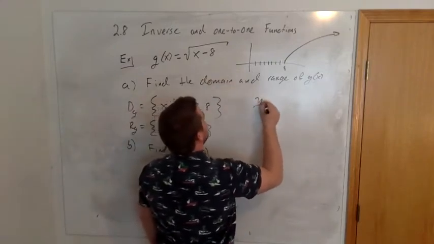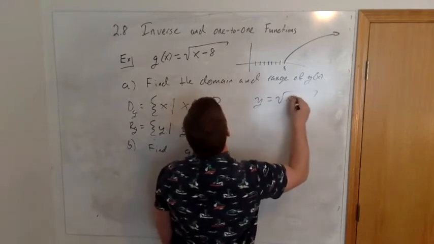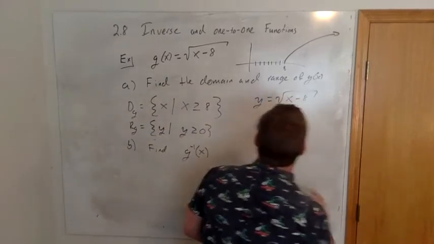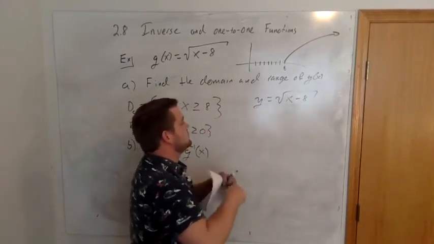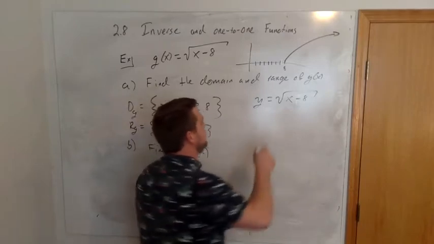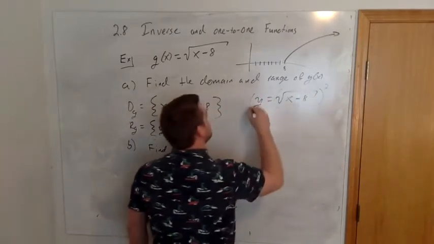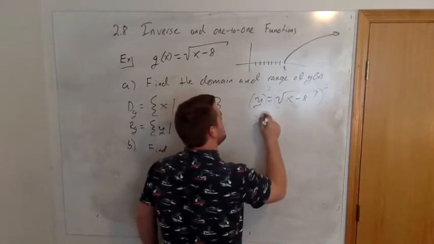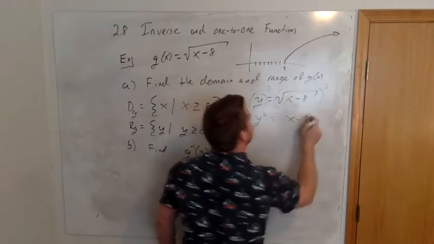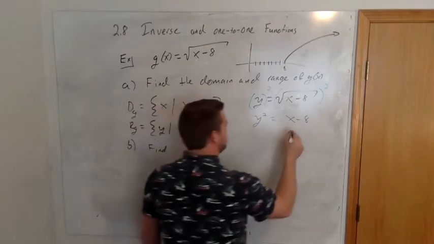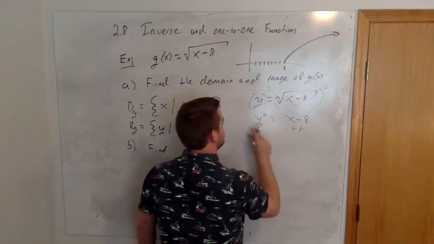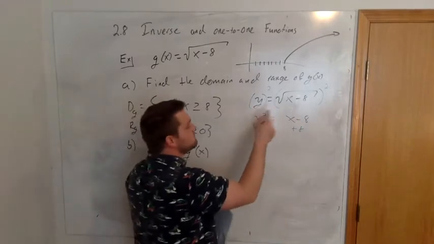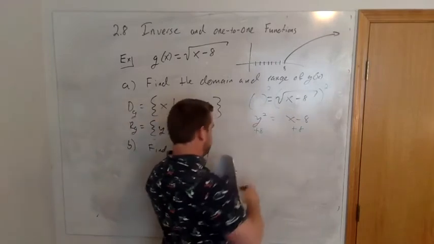So let's flip out of function notation. So y is equal to the square root of x minus 8. How do we undo a square root? We can square. So what we'll get out is that y squared is equal to x minus 8. From here, we can add 8 to both sides. I guess what I should have done is, since we're doing the inverse, I should have flip-flopped the x's and y's. So let's flip-flop the x's and y's.